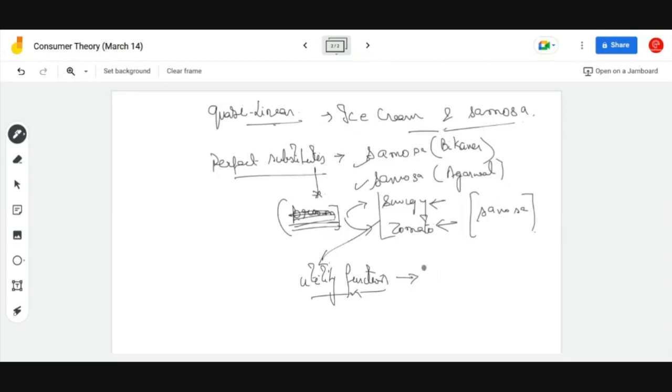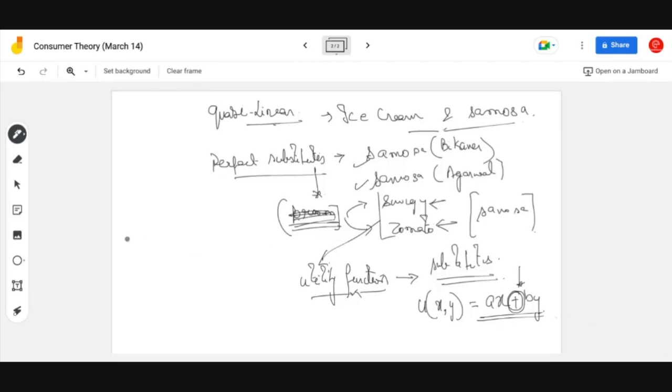So in this case, if we talk about the utility function, in the case of substitutes, you will find, let's say, utility of x comma y will be ax plus by. So you'll find this plus sign. Is it clear?